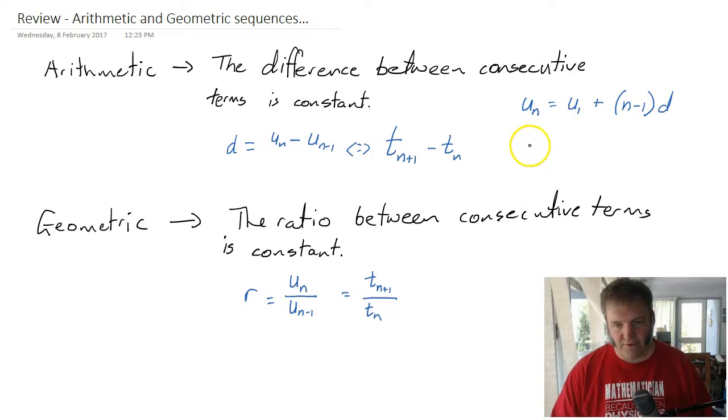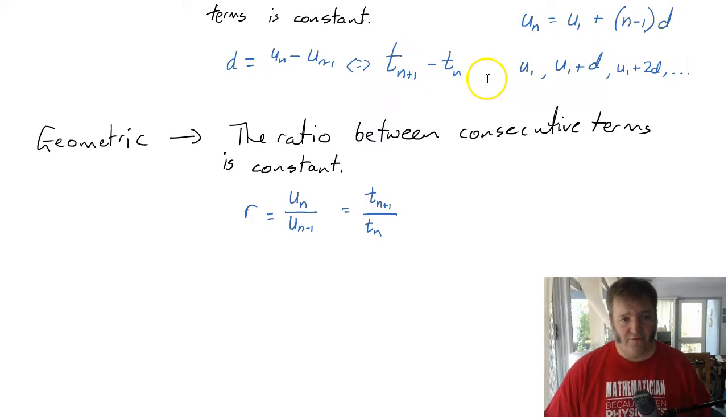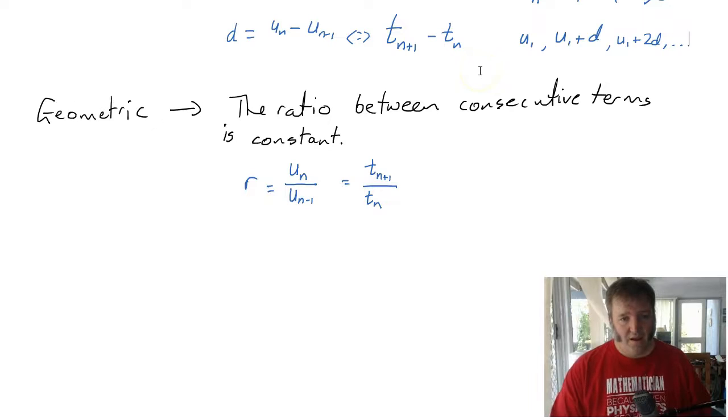If you want to look at what the general sequence looks like, quick reminder: u_1 would be the first term, u_1 plus d would be the second term, as I add on my difference to get to the next term. The third term would be u_1 plus 2d, and so on. You can see that matches with the formula. That's all we need to remember. I'm pretty sure they're all in your formula book, so they're not too bad.